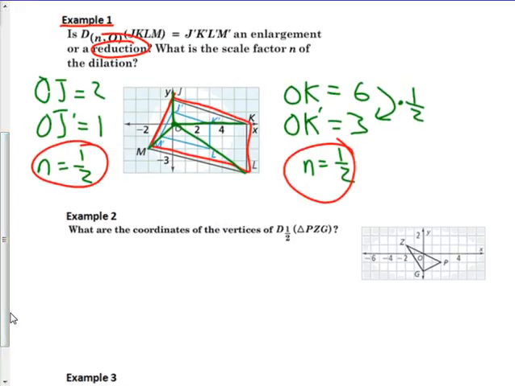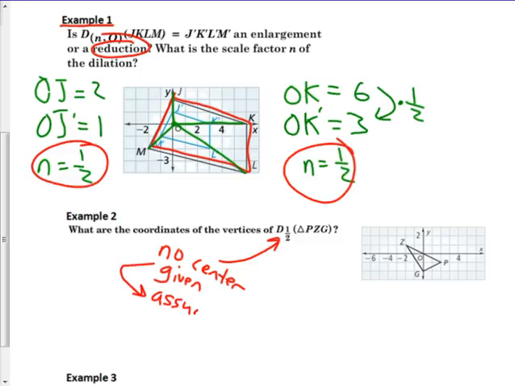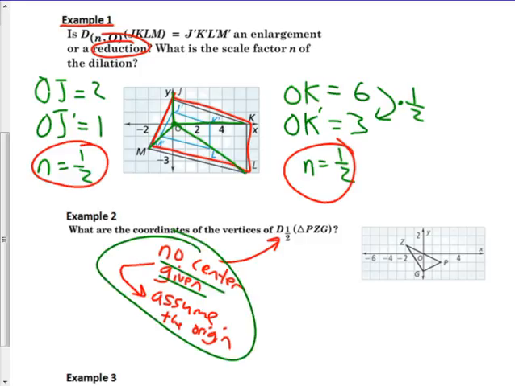What are the coordinates of the vertices of that? So, interesting. What happens if there is no center given? We can assume it's the origin. Okay, I'm allowing you to assume. I know assuming is not a good thing most often, but I'm allowing you to assume if there is no center given, then you can assume it's the origin.